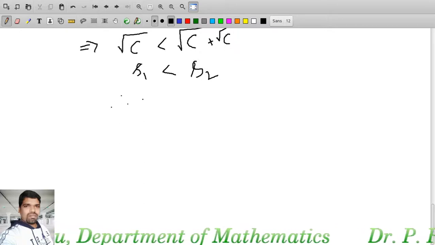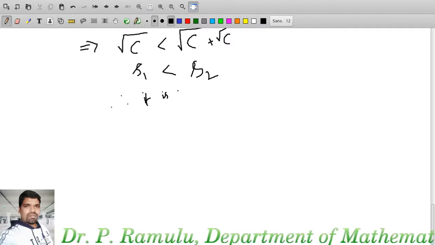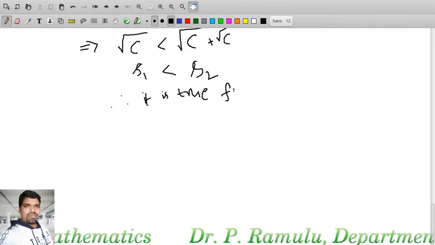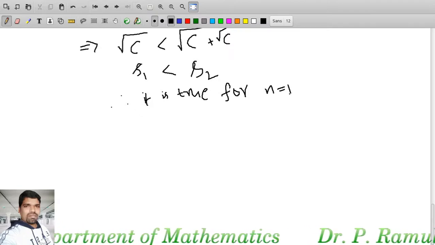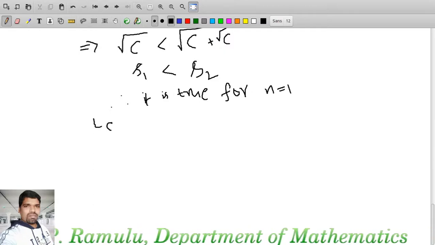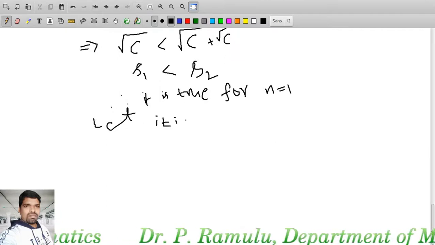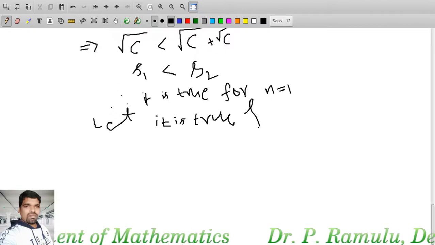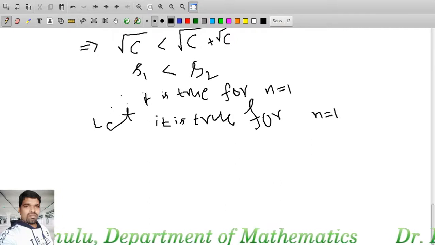Therefore, by mathematical induction, it is true for n equal to 1. So I am assuming it is true for n equal to k.